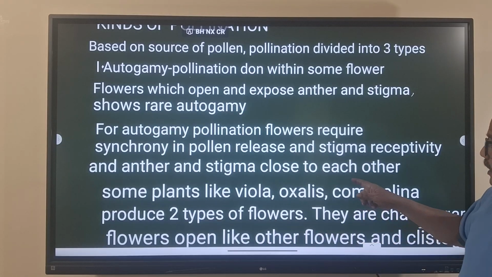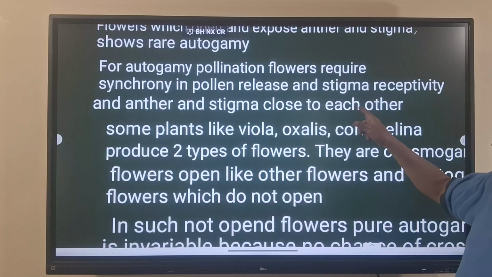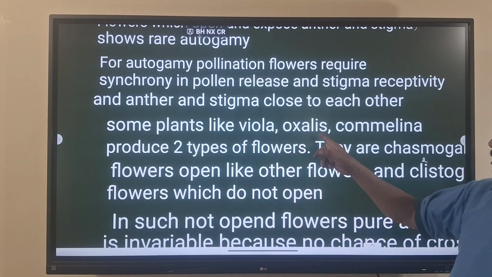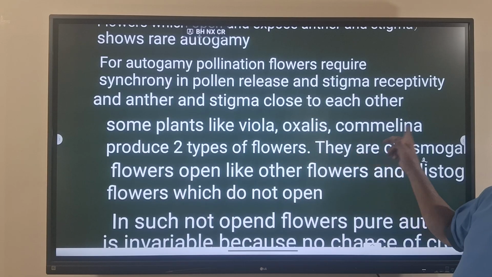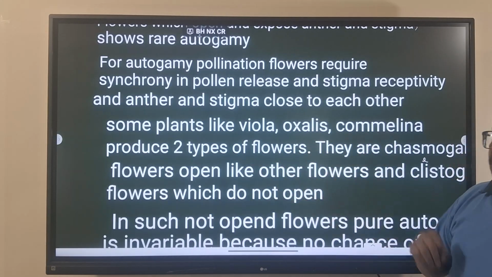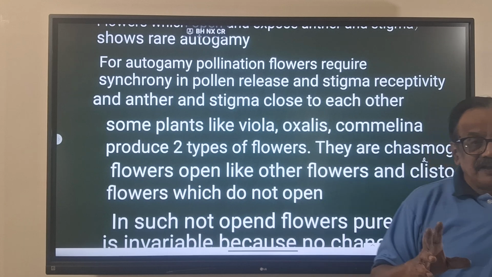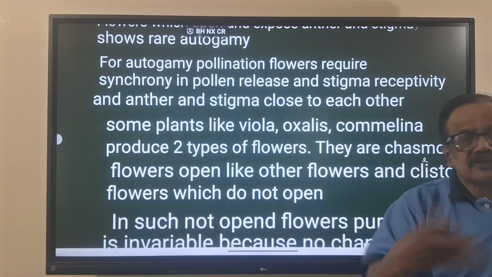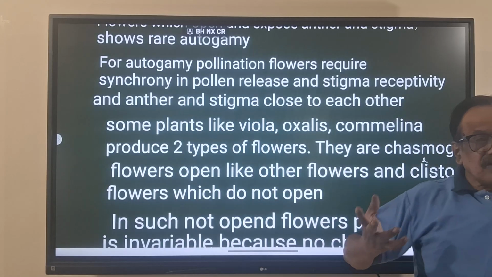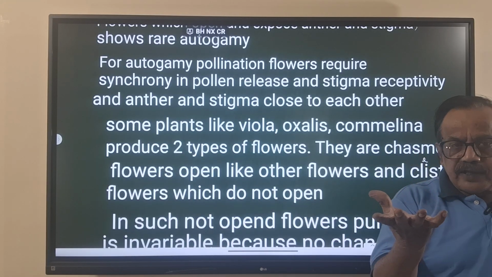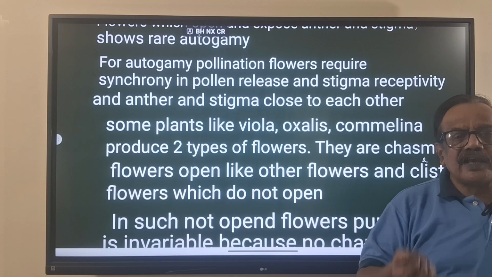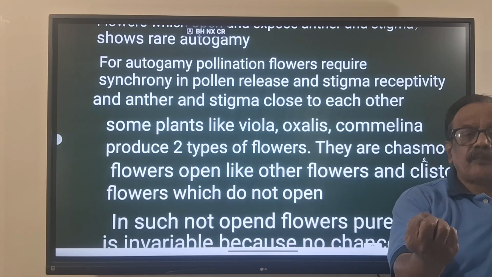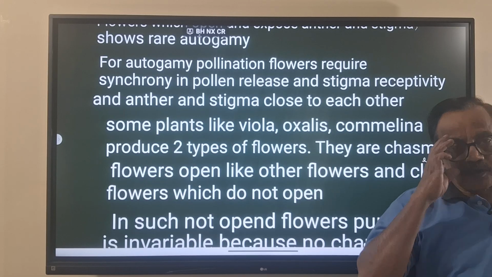And here, you see, some plants like viola, oxalis, commelina produce two types of flowers. This is also important. They produce two types of flowers: chasmogamous flowers and cleistogamous flowers. What is chasmogamy? The flower, if it is open, is what we generally see when we say flower. But you should know one thing: some flowers won't open. That is called cleistogamous.